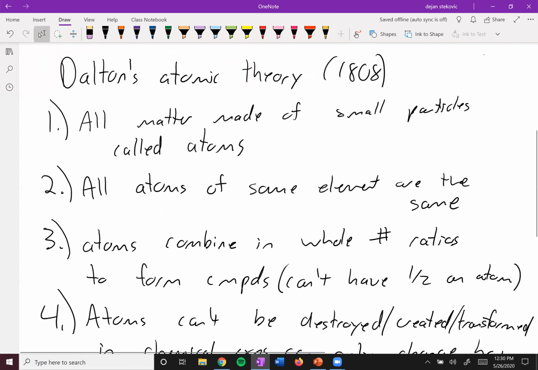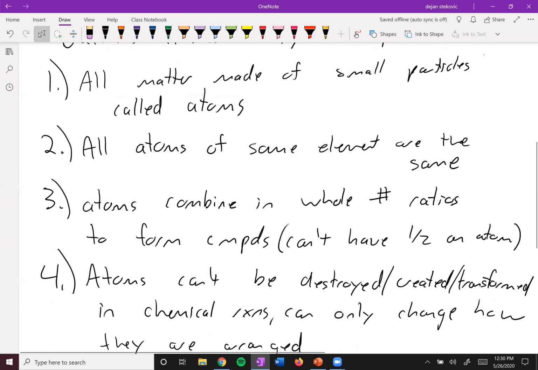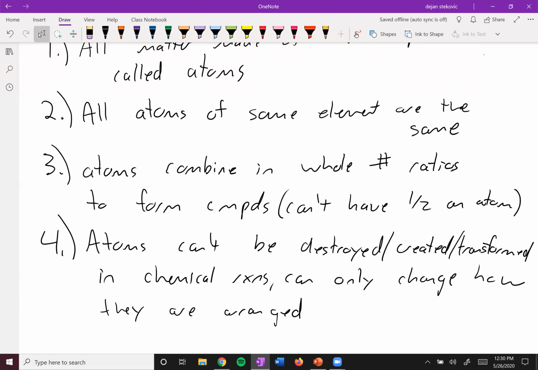And so these kinds of 4 postulates kind of make up the basis of our introduction to chemistry. So let's see these in action.